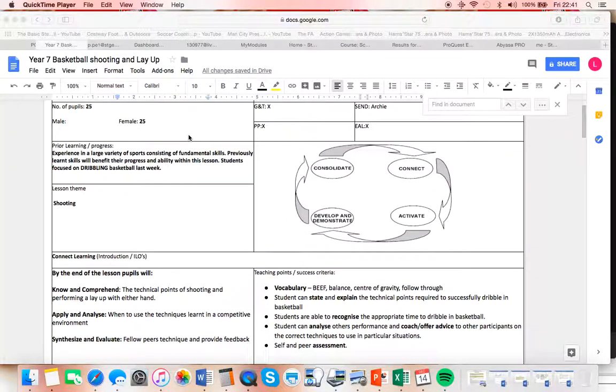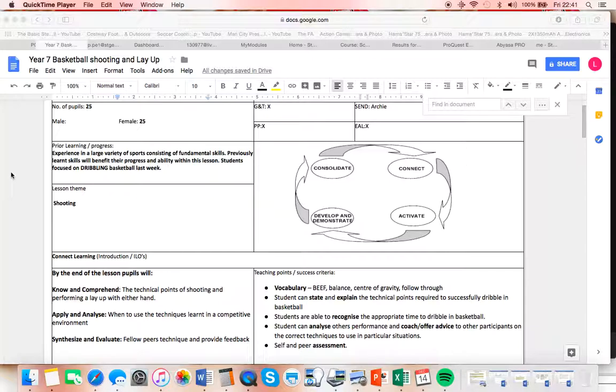Okay, so here I've decided to use this lesson plan to evidence my development and understanding of teaching standard 1 and how I implemented the school's behaviour policy within one of my lessons.